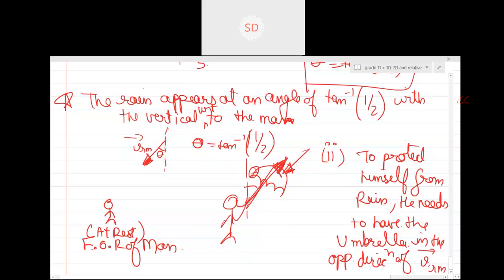Which chapter is this? This is all in relative motion. This is all there in your motion in a plane chapter.